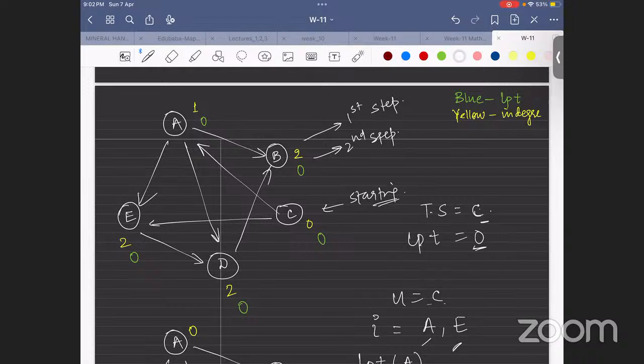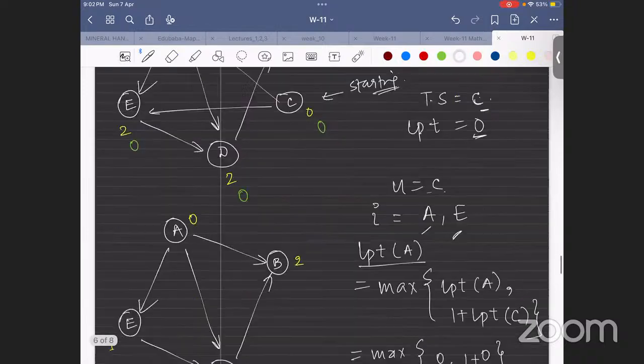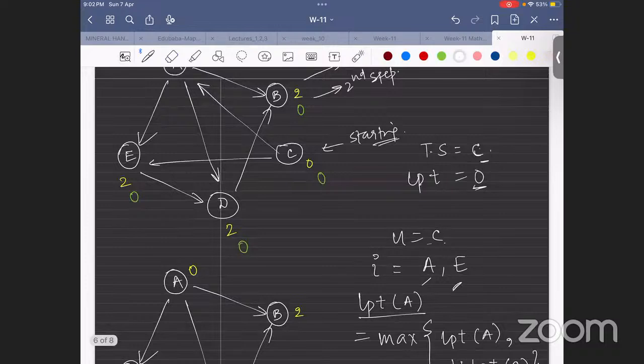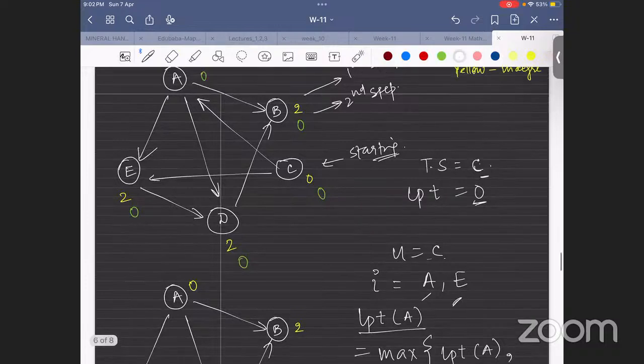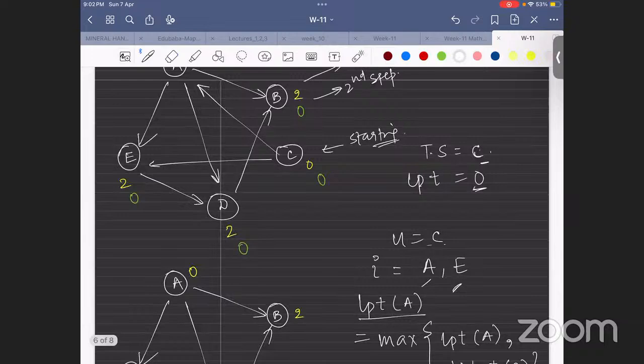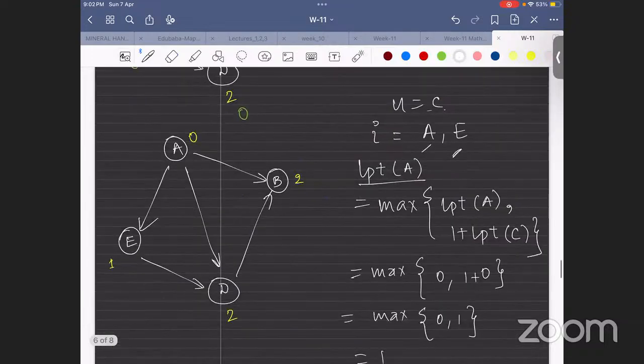Now the next step is you have to remove this C. So we have removed C and all the edges that are connected to C. Now we'll update the in degree for all the other vertices which were connected to the earlier vertex, that was C. Now you can see that you are left with A. A is basically the vertex with in degree 0.